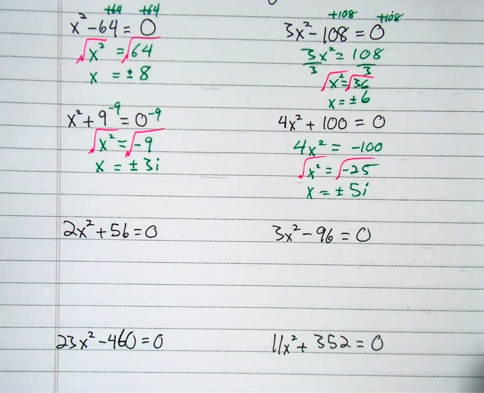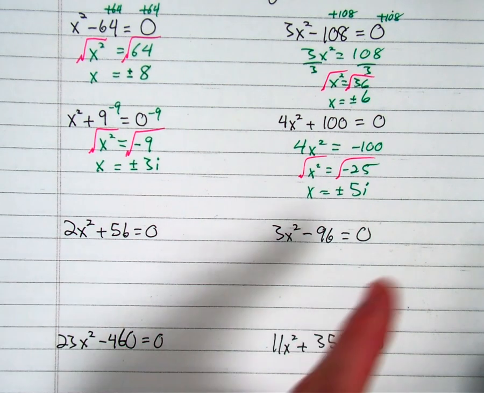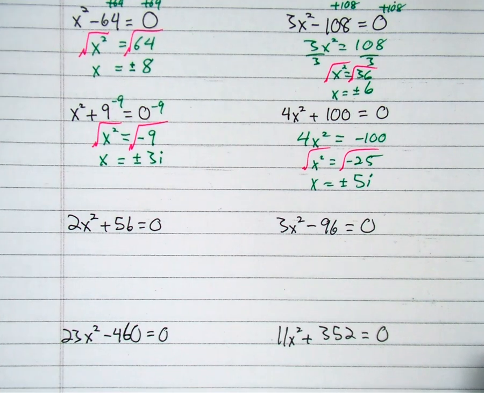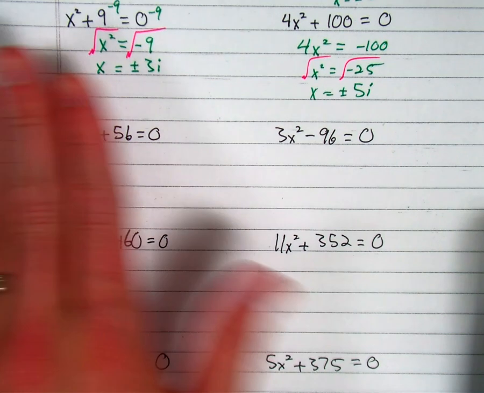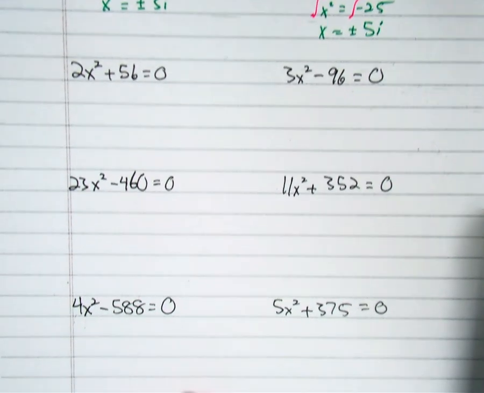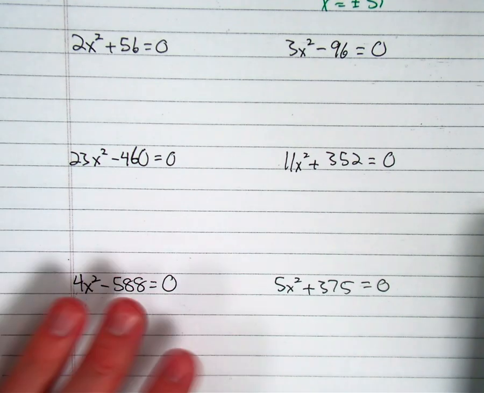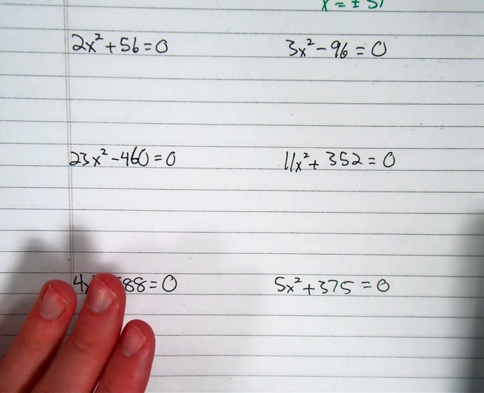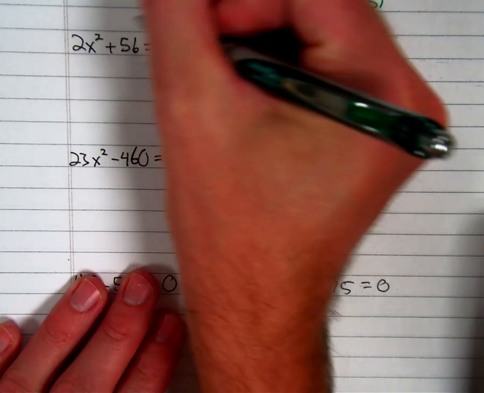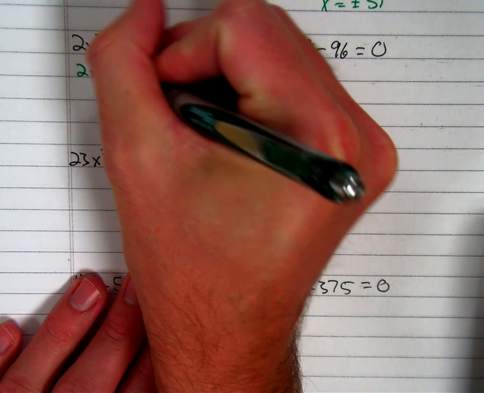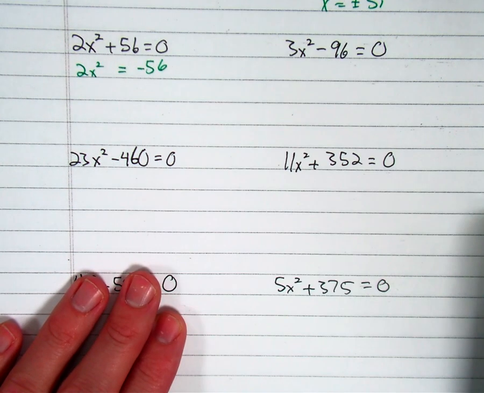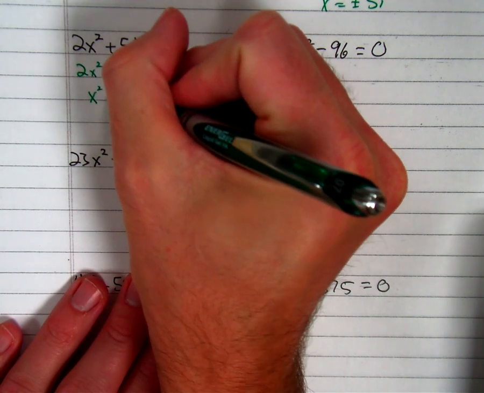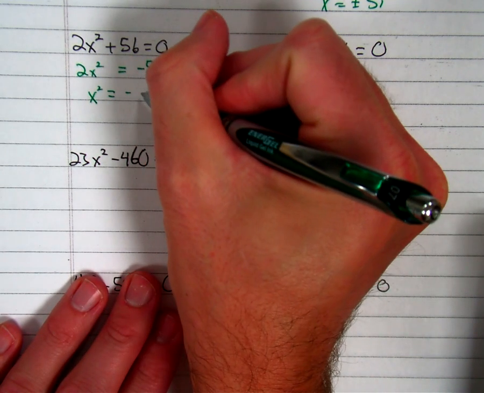Okay, the rest of the way I'm going to do the left one and then give you a chance to do the right-hand side. So 2x squared plus 56. So far, all of these have worked out perfect. They've all been perfect squares. Now we're going to have some leftovers, and we're going to be reducing these radicals. So subtract the 56. Okay, divide by 2. Negative 28.